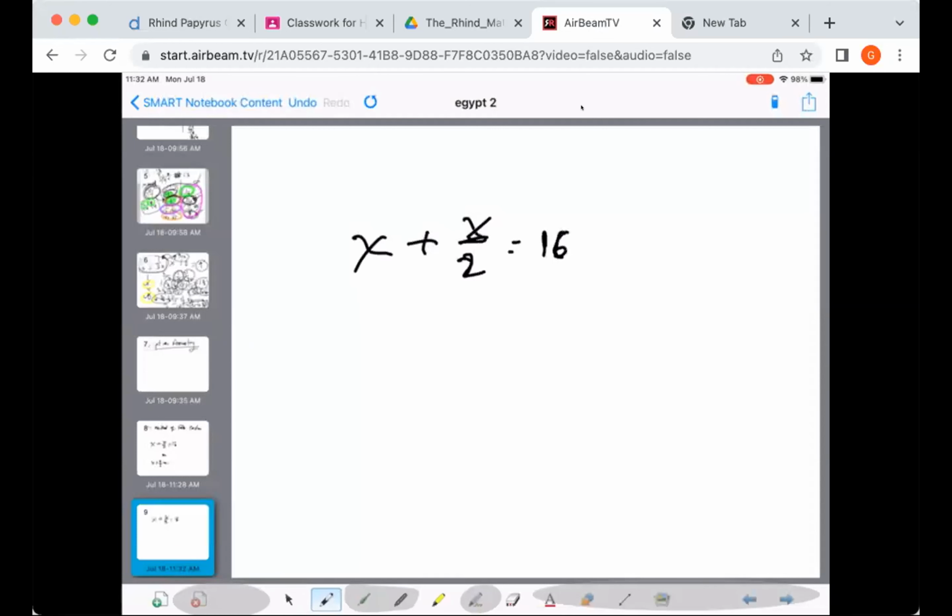Now they had two different methods for solving this question. I'm interested in the second method, but I just want to show you. They would say something plus half of itself is equal to 16. So one method would be to sort of combine, and they would end up just doing a division. This is one way to do it.